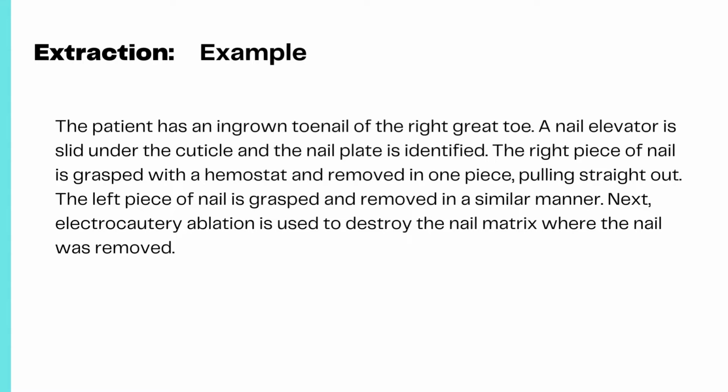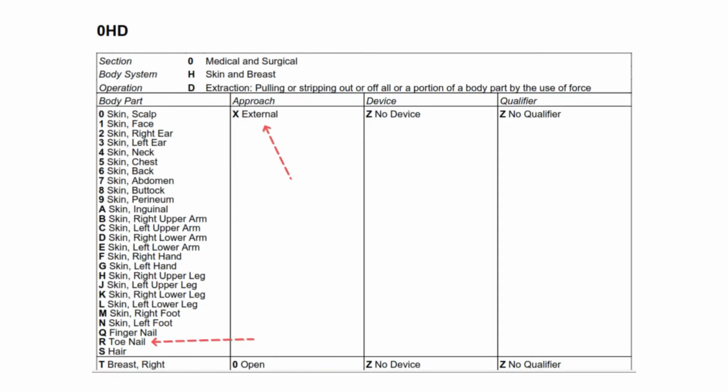So basically, there are two procedures that need to be coded in this example. One is extraction of the toenail, and the other one is the destruction of the nail matrix, which is electrocautery ablation of the nail matrix. Okay, so the first procedure would be extraction for the toenail. The second procedure would be destruction using the electrocautery. Two codes. Now this is the corresponding table that shows the extraction of the toenails.